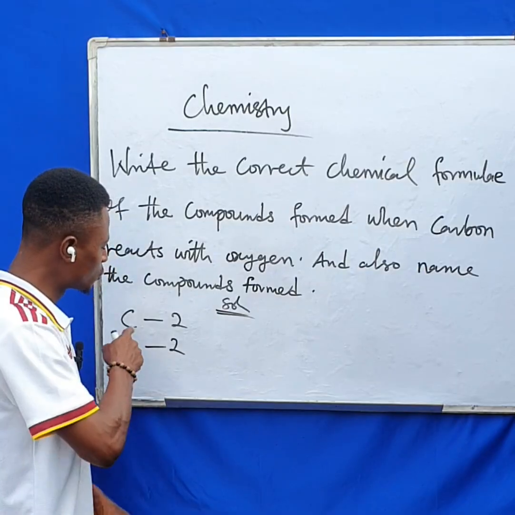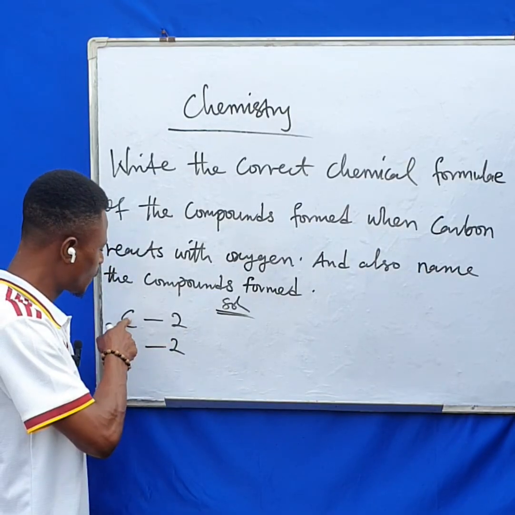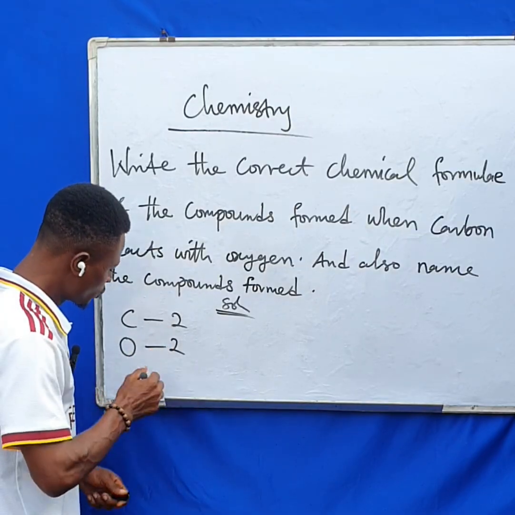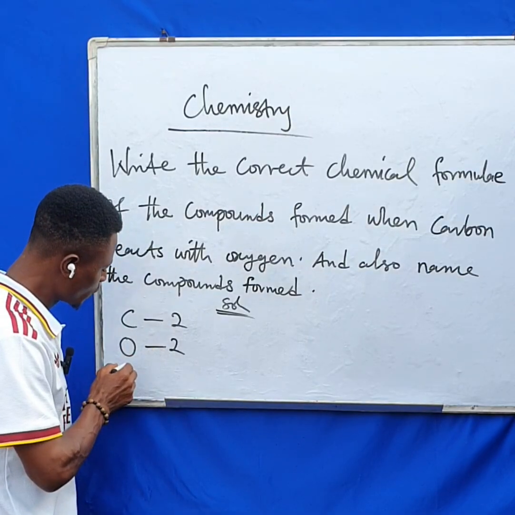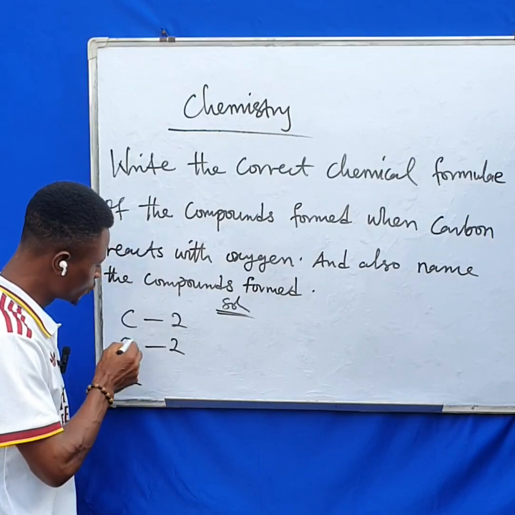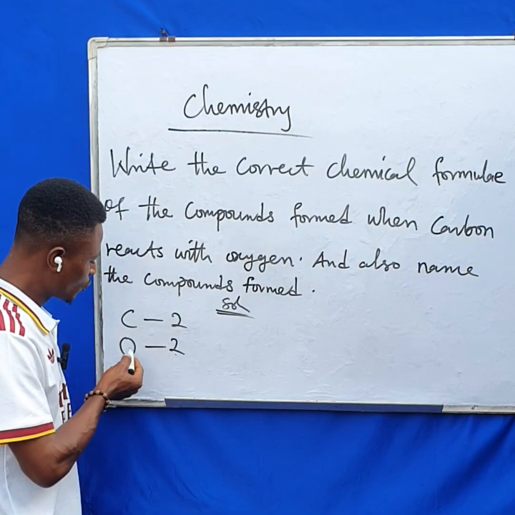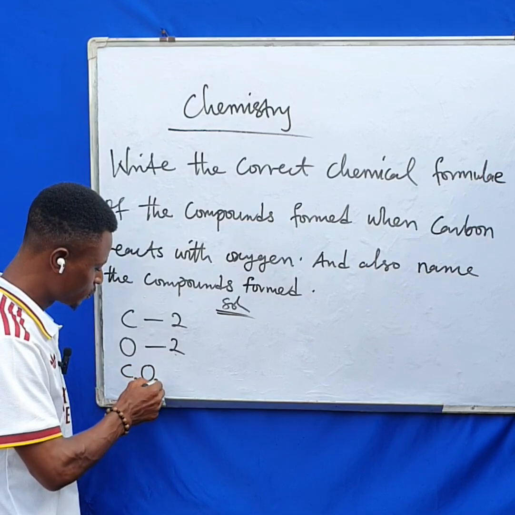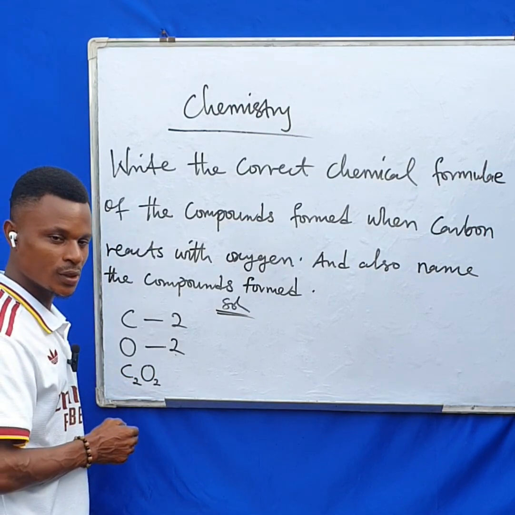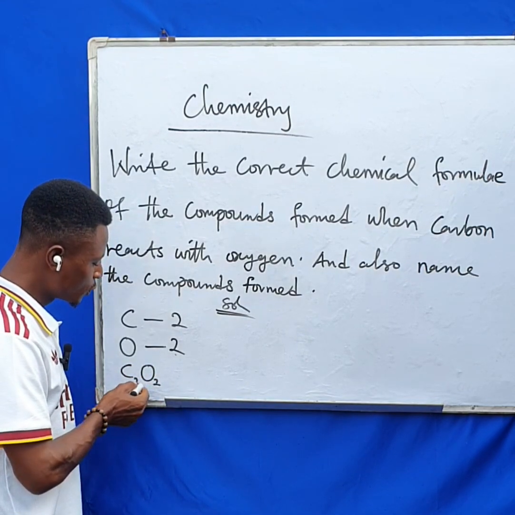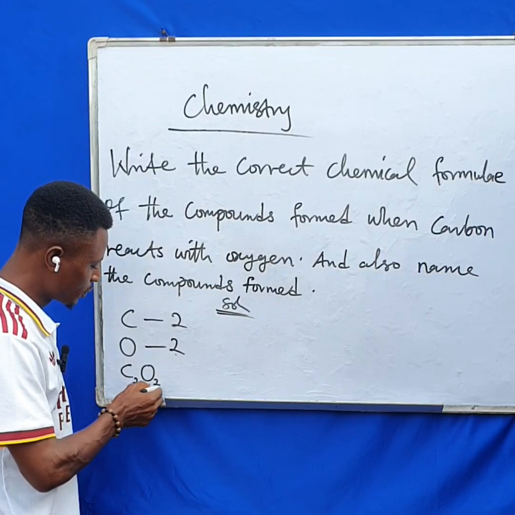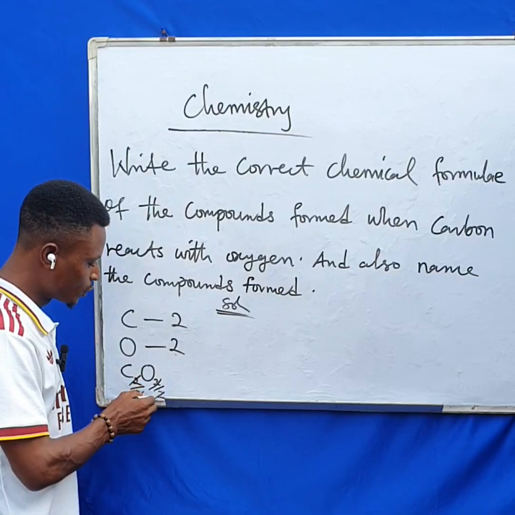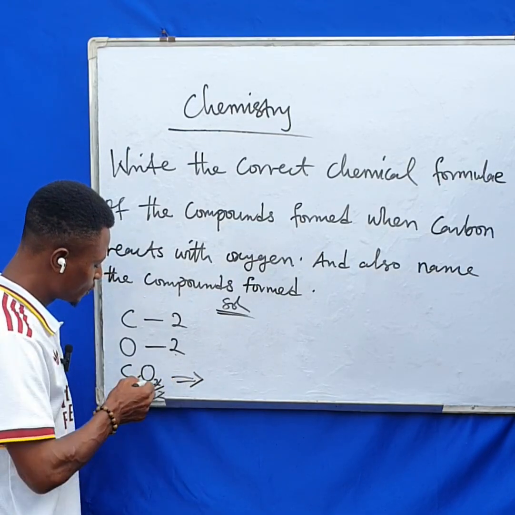The next thing to do is to exchange their valencies. Carbon will take that of oxygen and oxygen will take that of carbon. So if carbon takes that of oxygen, we are going to have C2. Oxygen will take that of carbon and it becomes O2. You understand? Now, 2 is a common subscript here, so we have to divide by 2. This 2 cancels this 2 and this 2 cancels this 2. And we are left with CO.